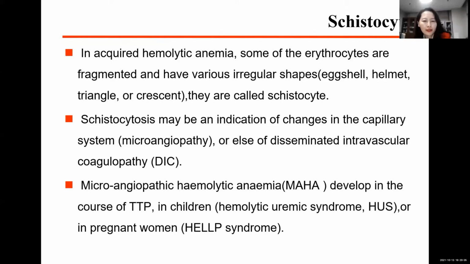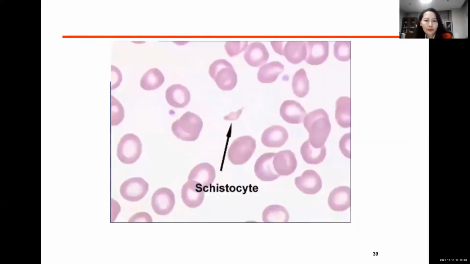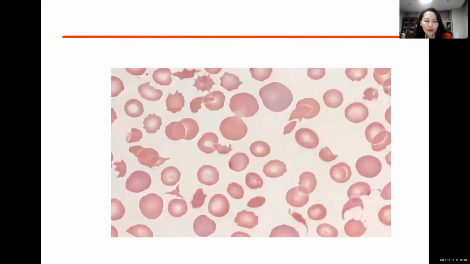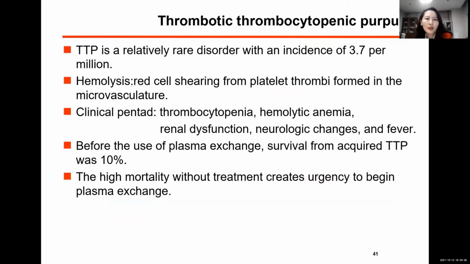Microangiopathic hemolytic anemia, MAHA, developed in the course of TTP. In children, it is called hemolytic uremic syndrome, HUS, or in pregnant women, HELLP syndrome. This is a schistocyte. There are numerous schistocytes in this smear. Thrombotic thrombocytopenic purpura.